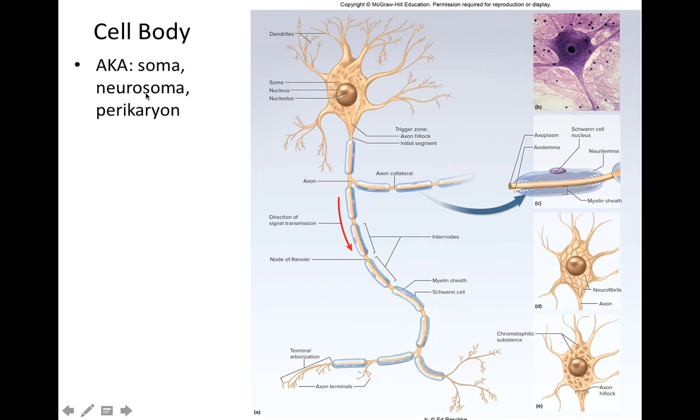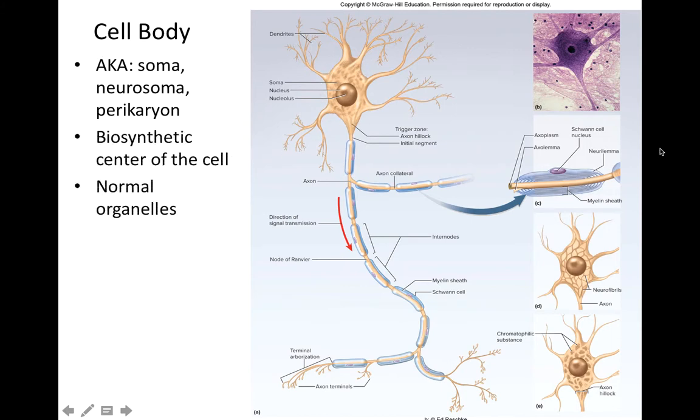It's called a soma, a neurosoma, or a perikaryon. So the cell body is where we're going to find all the normal cell stuff. It's the biosynthetic center of the cell. It's where we make all our proteins. We're going to have all our normal organelles in there. Okay, so you're going to have endoplasmic reticulum. You're going to have ribosomes. In fact, all of these little chromophilic substances, or what are more commonly known as Nissl bodies, these are stacks of ribosomes. There's so many ribosomes in there because we have to make so many proteins that they actually show up when we look at the neurons.